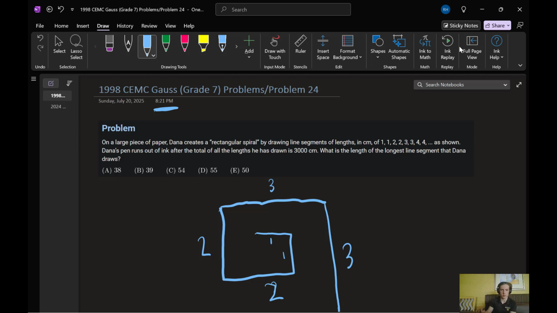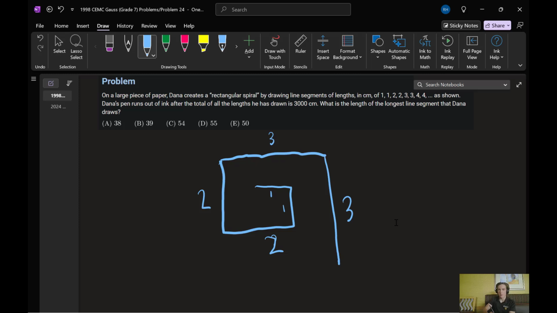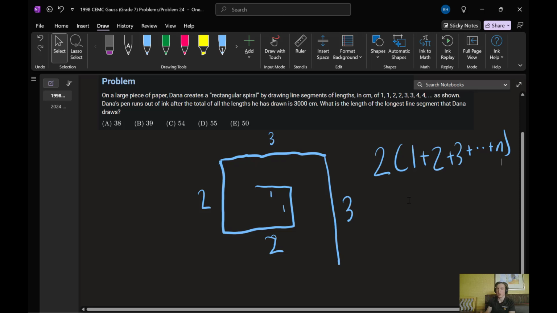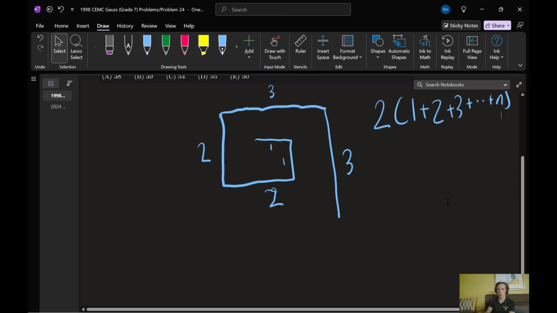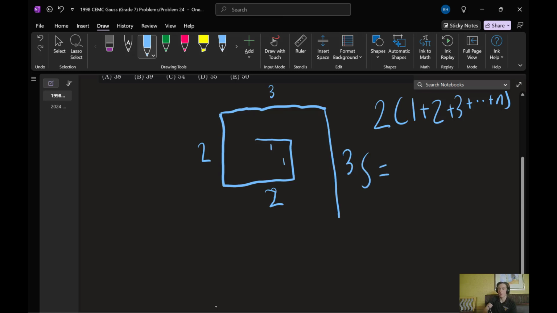and then this pattern just keeps going on and on and on until we draw for 3,000 centimeters. So the first thing I would do in this problem is I would factor out and simplify the series, because we just have doubles of everything. So we can do something like 2 times 1 plus 2 plus 3 plus ... plus n. Because 1 plus 1 is 2, 2 plus 2 is 4, and we basically just doubled what we had before.